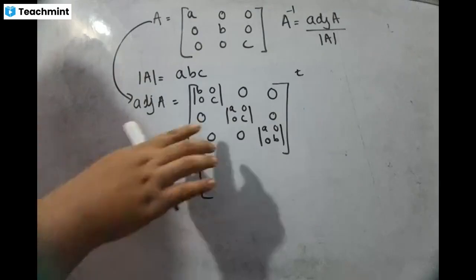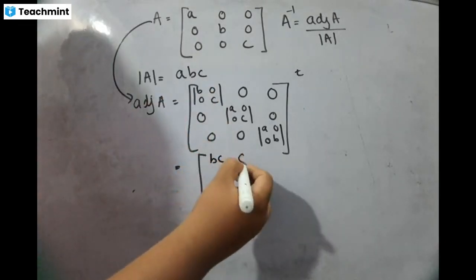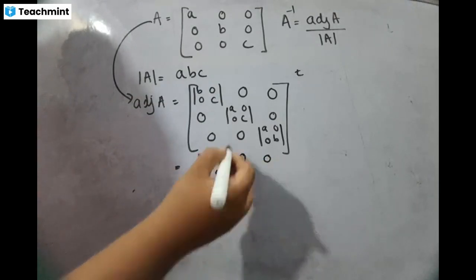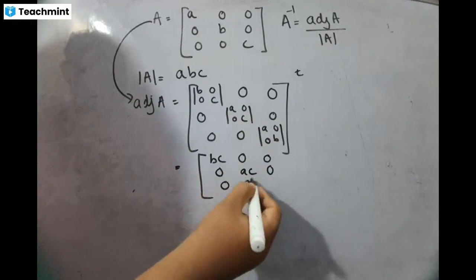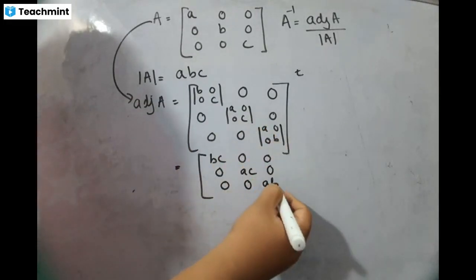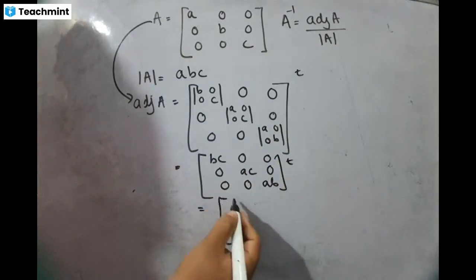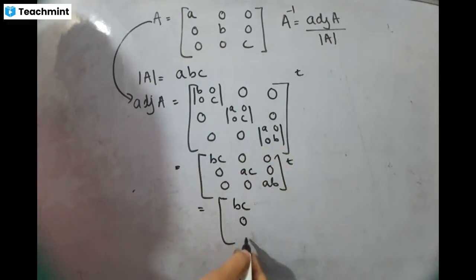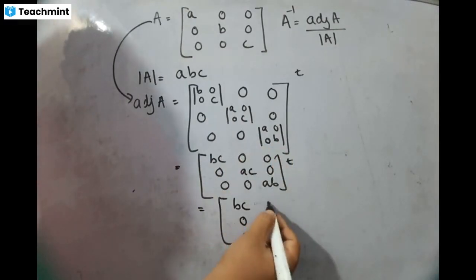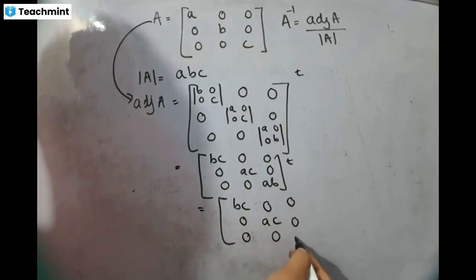So how do you open this? B into C is BC minus 0 is BC. This becomes 0, 0, 0. A into C is AC minus 0 is AC. 0, 0. A into B is AB minus 0 is AB. Take the transpose of this. Transpose means row changes to column. So the first row, BC, 0, 0, is written as BC, 0, 0. Second row, 0, AC, 0. And third row, 0, 0, AB.